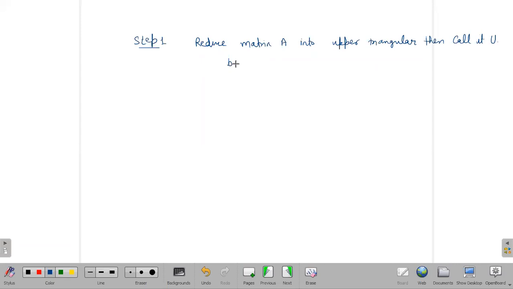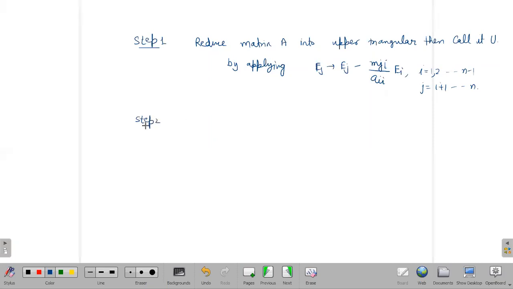So suppose we are applying the operations Ej minus Mji divided by Aii into Ei. So you know with these operations we can make the matrix into the upper triangular matrix. So here i will be 1, 2 up to n minus 1 and j will run from i plus 1 to n. Okay. So this step 1 will give you U matrix.